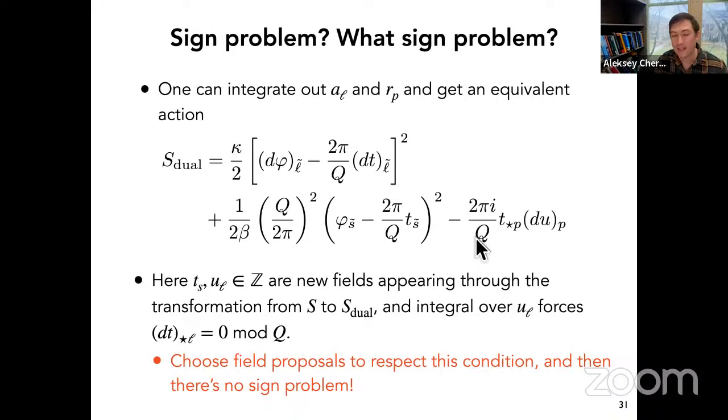Because the point is that in this term, U only appears here, the field U. So if you do the integral over U, what this really does is it sets dt to be 0 mod q. That's what the role of this term is, in fact. That's all it does. So if you choose field proposals in your Monte Carlo simulation that respect the condition that dt is 0 mod q, then this term never contributes. It just doesn't contribute, provided that you respect the condition that it's trying to enforce. And then there's no sign problem.